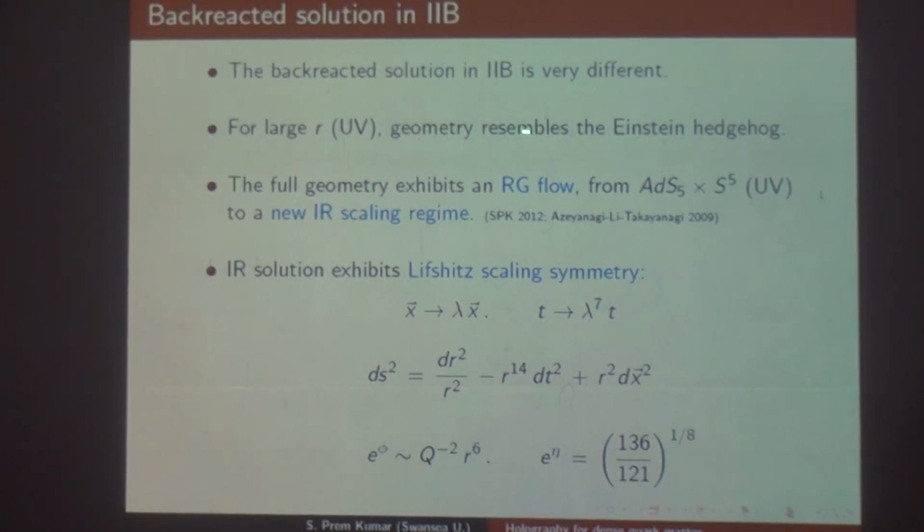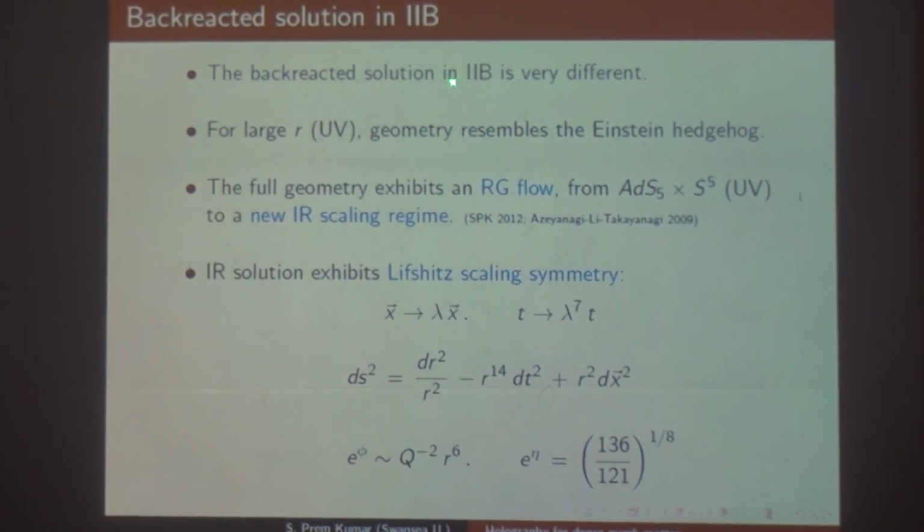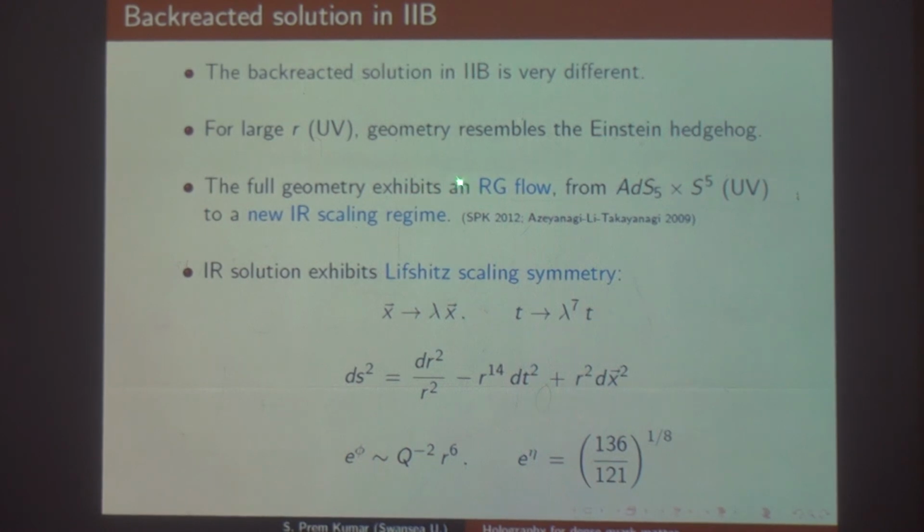You can do this problem in type IIB supergravity, starting with a geometry that in the ultraviolet looks like AdS5 cross S5. The full geometry exhibits a renormalization group flow from AdS5 cross S5 in the UV, which is N=4 supersymmetric Yang-Mills. But in the infrared, this geometry exhibits a new scaling regime. It flows to a non-relativistic scaling regime described by the so-called Lifshitz scaling symmetry, in which the spatial and temporal directions scale differently but leave the theory invariant.